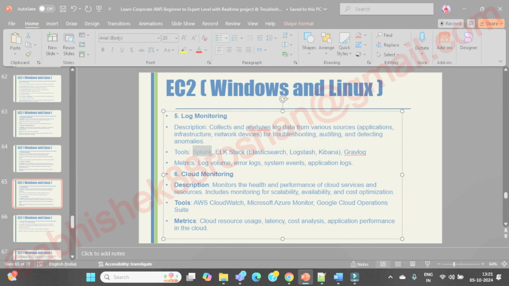Splunk you have heard of. ELK is there, that is Elasticsearch, Logstash, and Kibana. Graylog is there. And what metrics are they going to monitor, guys? That is log volume, error logs, system events, application logs. Understanding my point? Yes or no?